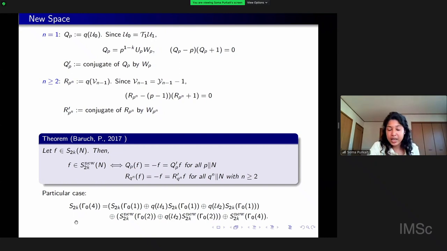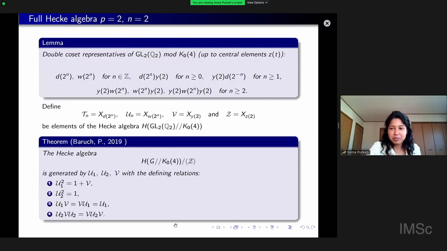And when I'm looking at S_{k+1/2} gamma naught 4, then I get this A plus 4 and S plus 4. In some sense, this A plus 4 is the space which corresponds to S2K1, and its conjugate, the QU1 of that, corresponds to the Kohnen plus space. So the Kohnen plus space is an eigenspace of one of these operators, but it's actually the conjugate of the thing. It's not really the exact space. Yes, thank you.